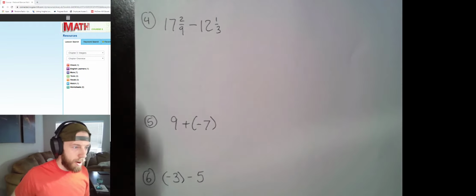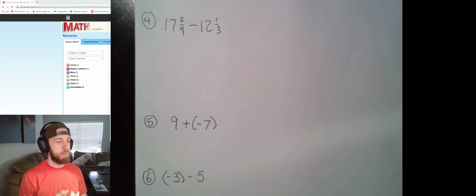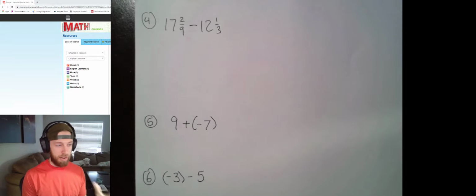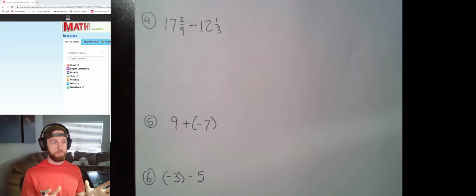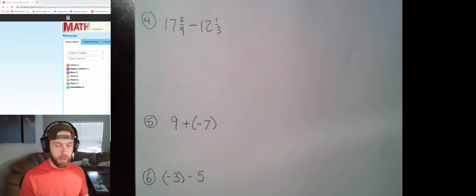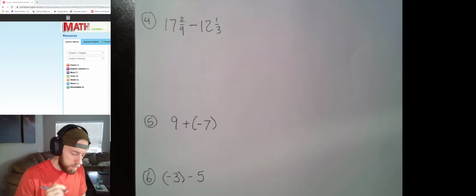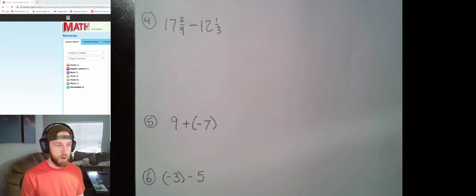Alright, number 4. The next one we're going to do here is a subtraction problem of mixed numbers. This is probably going to be the toughest type of problem you could do. Okay, so I really want you to try this one, and let's see how you do. 17 and 2/9 minus 12 and 1/3.